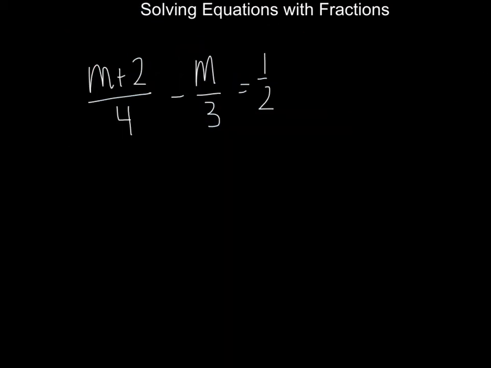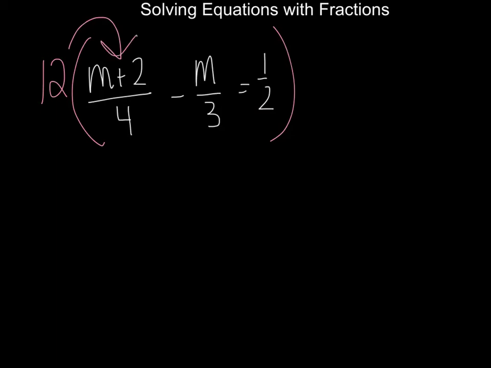Alright, let's look at another example. In this one, I'm looking at my denominators of 4, 3, and 2, and I'm looking for what the least common multiple of those three is. And I see that 12 is the first number that all three of those go into, so I'm going to multiply each term by 12.